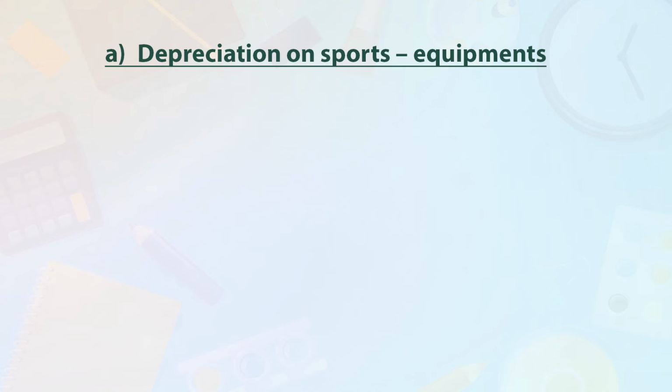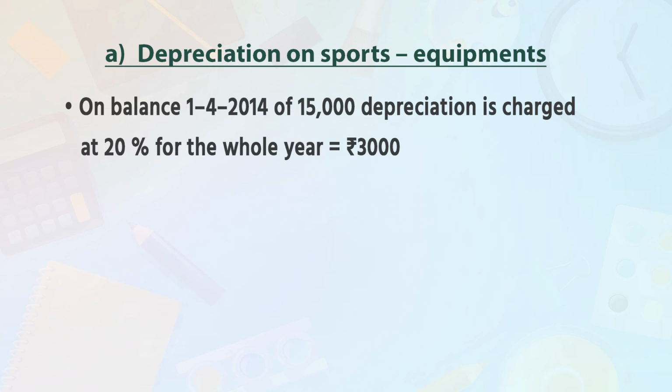Another point is provide 10% and 20% depreciation per annum on furniture and sports equipment respectively. Another point we will see now, depreciation on sports equipment: on the balance of 1st April 2023 of 15,000, depreciation is charged at 20% for the whole year, rupees 3,000.